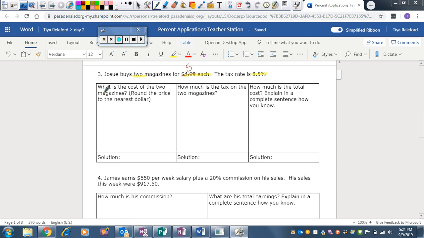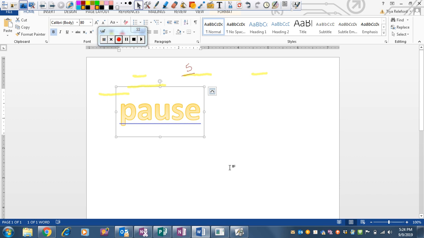So the first question says, what is the cost of the 2 magazines? So you're going to need to add $5 plus $5 or multiply, whatever you like. And you're going to do that work right here. Pause while you do that.